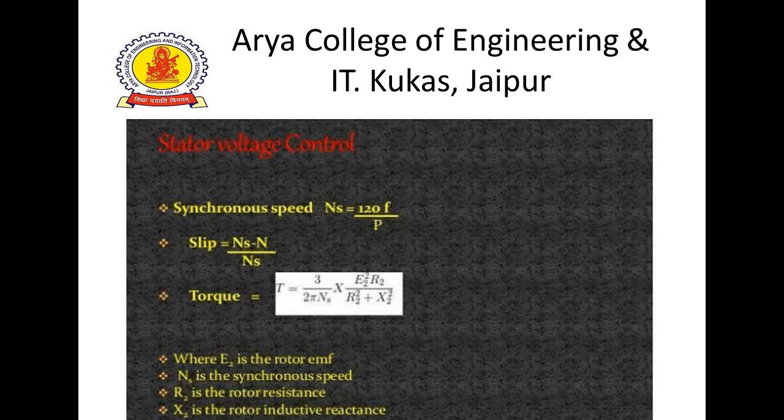The synchronous speed Ns is equal to 120 f upon P, and slip s is equal to (Ns minus N) upon Ns. This is the equation of torque: T is equal to 3 upon 2 pi Ns multiplied by s E2 square R2 upon (R2 square plus (s X2) square), where E2 is the rotor EMF, Ns is the synchronous speed, R2 is the rotor resistance and X2 is the rotor inductive reactance.